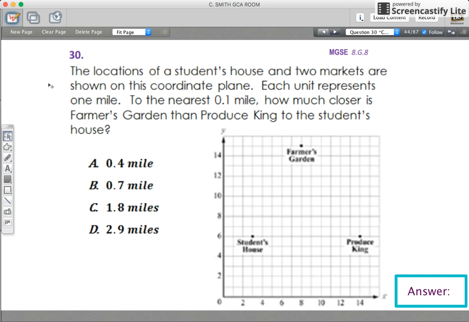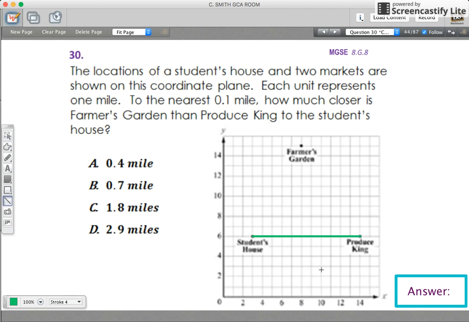Question 30 says the locations of a student's house and 2 markets are shown on this coordinate plane. Each unit represents 1 mile. To the nearest tenth of a mile, how much closer is the farmer's garden than Produce King to the student's house? All right, so we're going to work this in a couple of different steps.